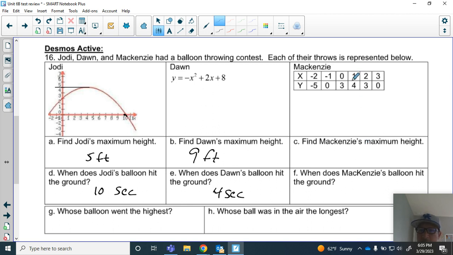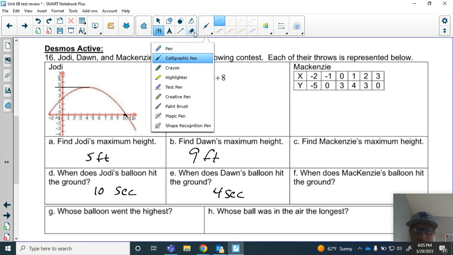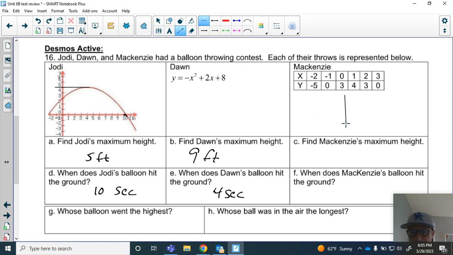Mackenzie's maximum height. Well, with this one, you can't put it in Desmos, but you do have to pick out the vertex. If you sketch a little graph, and I asked you what the y-intercept was, you would pick out the one that has 0 as the x, and that's (0, 3). That's your y-intercept. If I said, what are the x-intercepts, you would say -1 and also 3 over here.